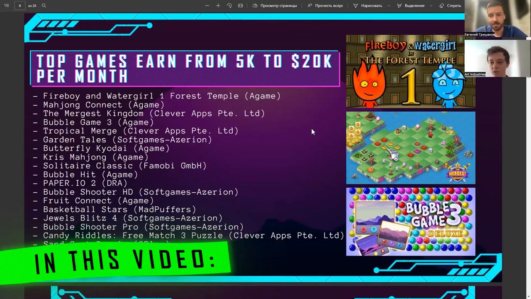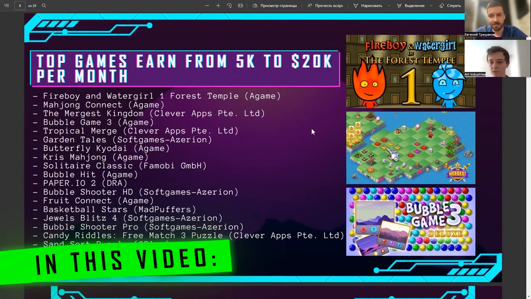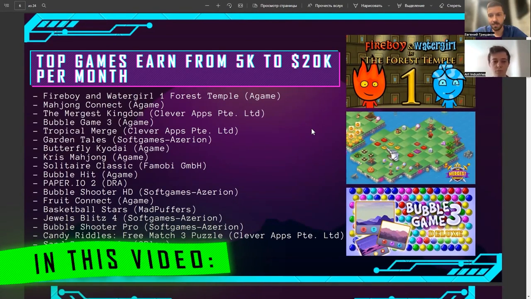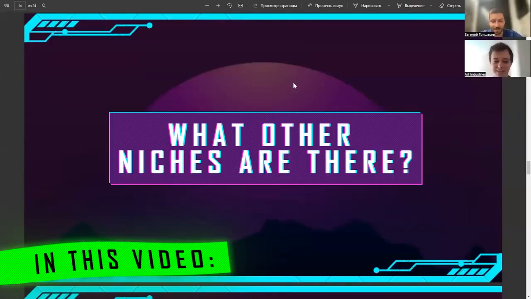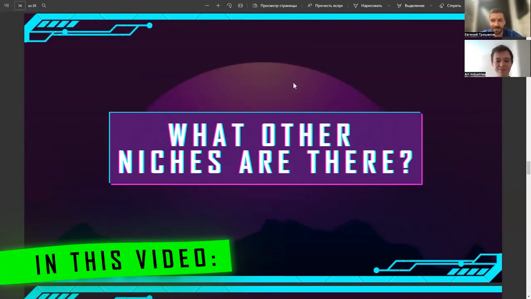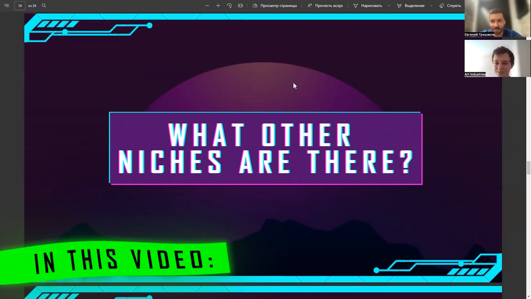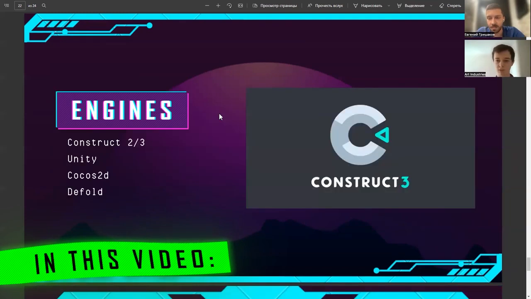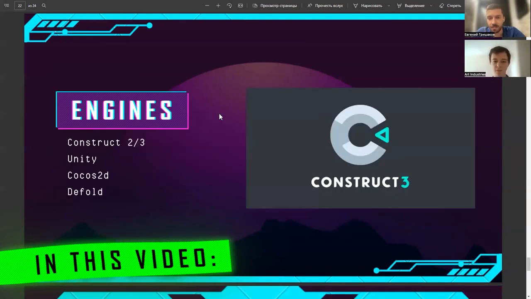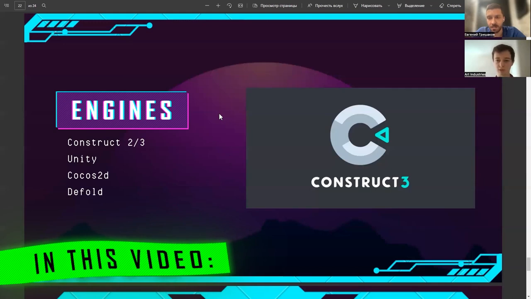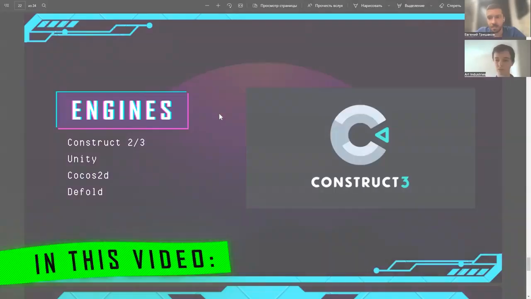But I have already revealed to you a little bit in general how much some of the top games earn, plus or minus. Okay, let's move on. What other niches are there? I just inserted this slide so that you don't drown in this amount. Here you go. Construct: how does it run the game? It kind of creates a browser for each APK file, inside of which it launches the game.